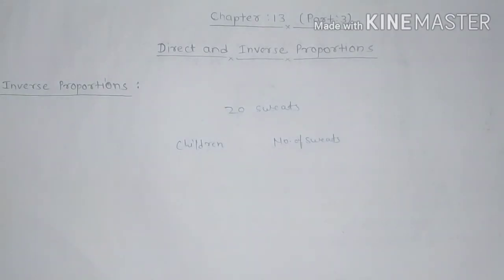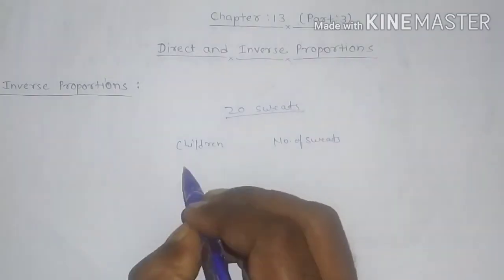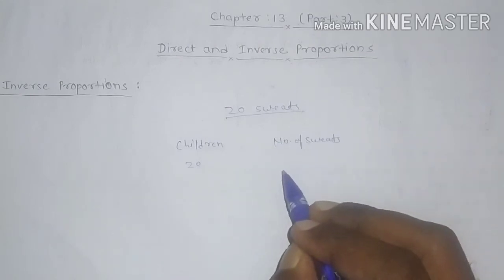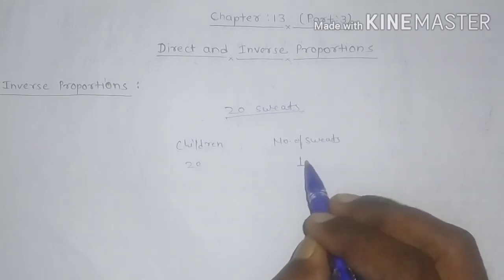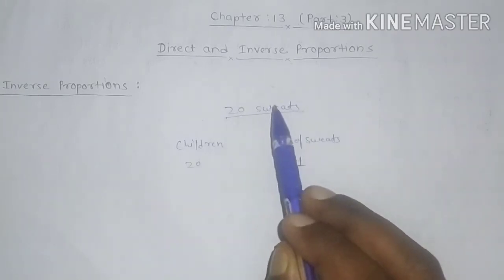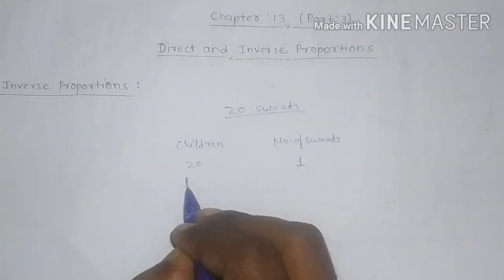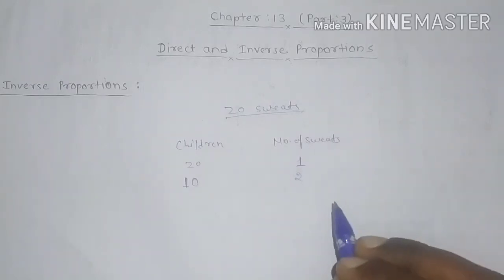Let's suppose we have to distribute 20 sweets in 20 children. So the number of children is 20. How many sweets do I have to distribute to each child? One sweet. 20 children and one sweet each, so it will be total 20 sweets. Now let's suppose I have to distribute 20 sweets in 10 children. Then how many sweets can each child get? Two sweets, we know that.